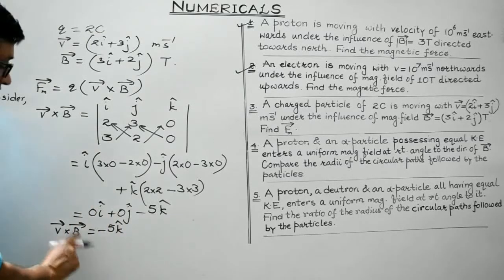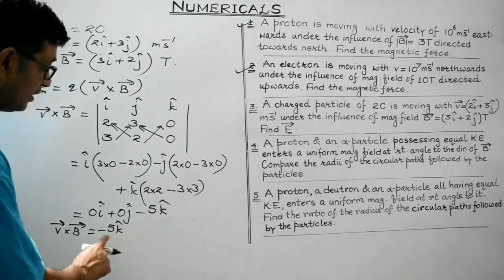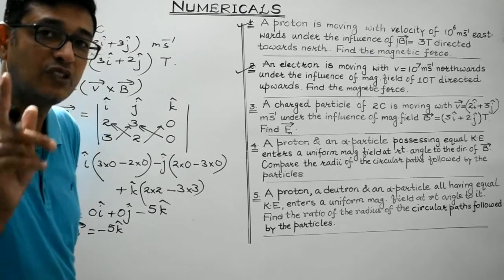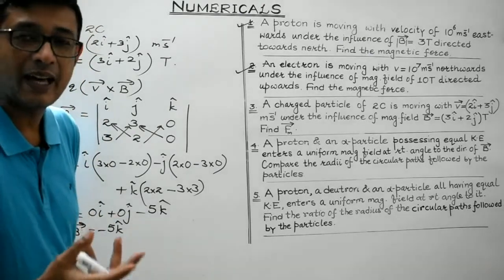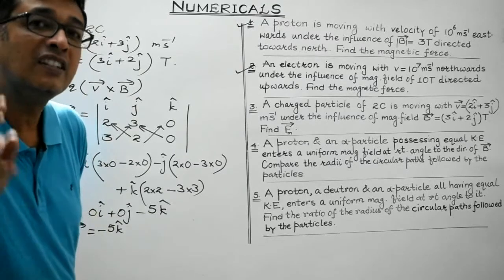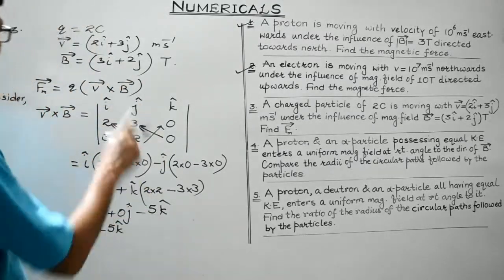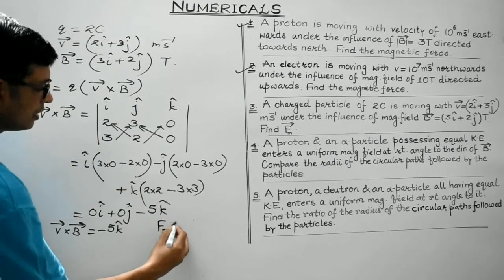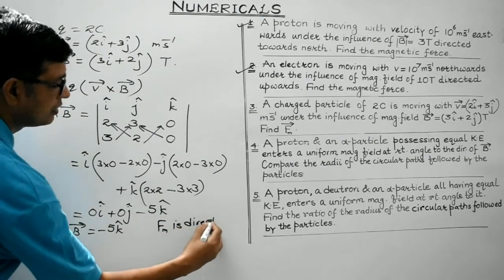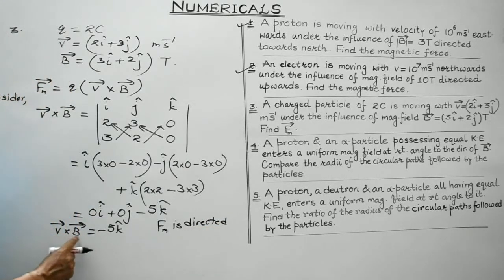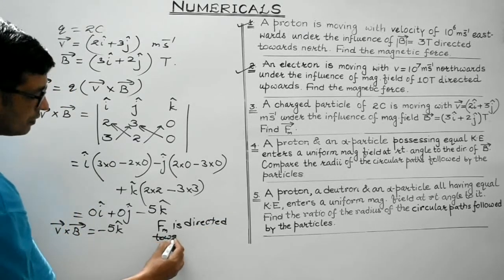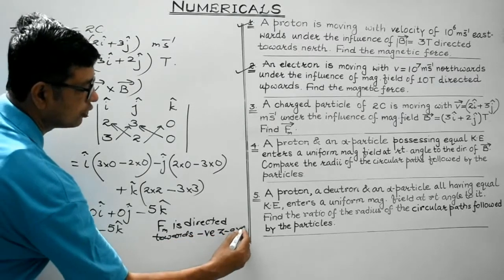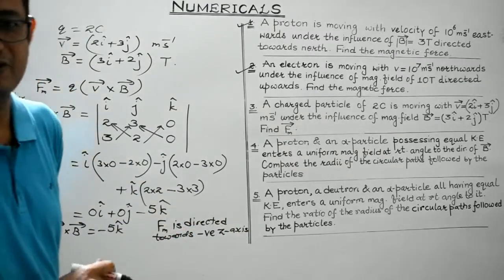Right? So what is the direction of v cross B? It is minus k cap. K cap is the unit vector which represents the direction of the z axis. So minus k cap will represent the direction towards the negative z axis. So since it is a positive charge, therefore Fm is directed along the direction of v cross B, which is towards the negative z axis. So this is the direction of the magnetic force, right?